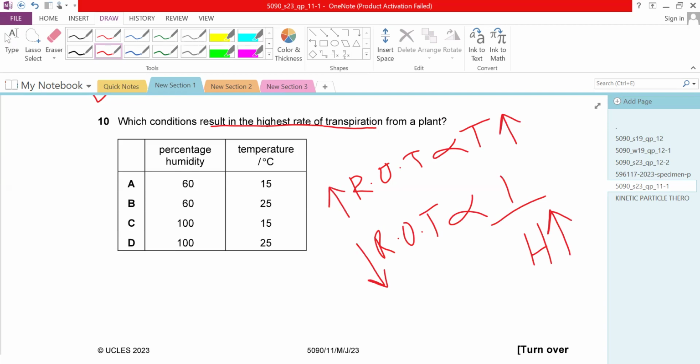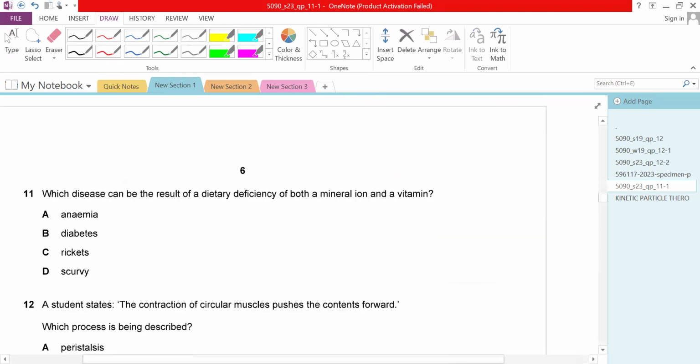Okay, let's look. They are asking for the highest rate of transpiration. So high temperature, high rate of transpiration. High temperature is option A, D or B. And highest rate of transpiration means low humidity, high rate of transpiration. So low humidity is 60, which is on B. So option B is correct for question number 10.